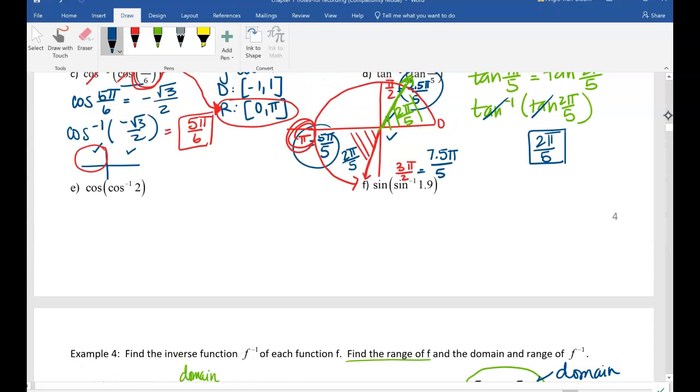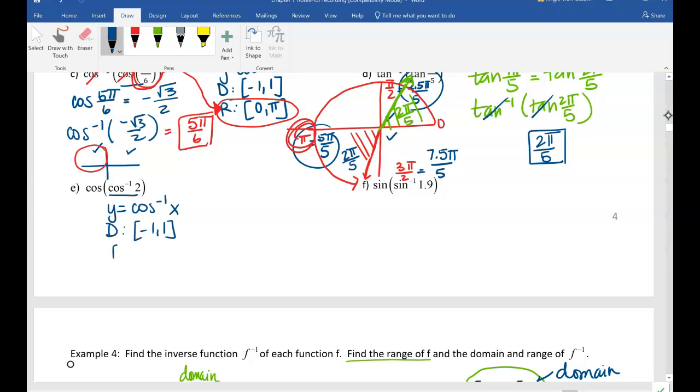E and F are related, but different from D. First, we're going to do the inner component, cosine inverse of 2. Let's talk about that function again. It's an inverse function. Domain is inclusive from -1 to 1. Range is inclusive 0 to pi. Well, Houston, we have a problem.